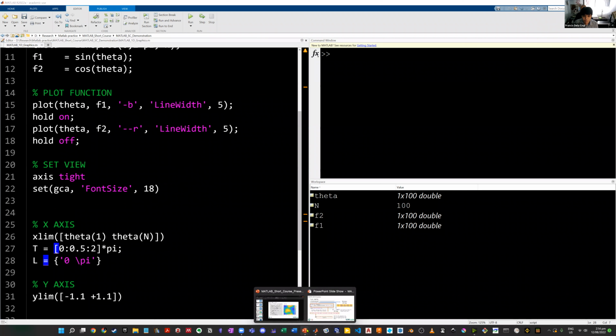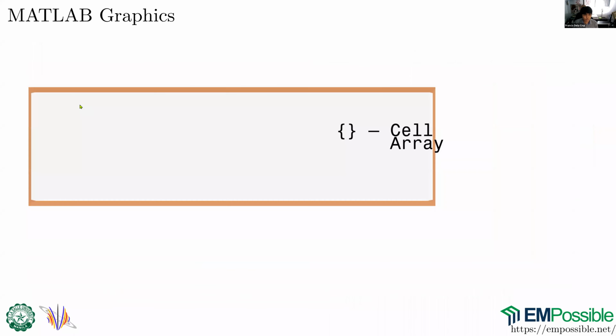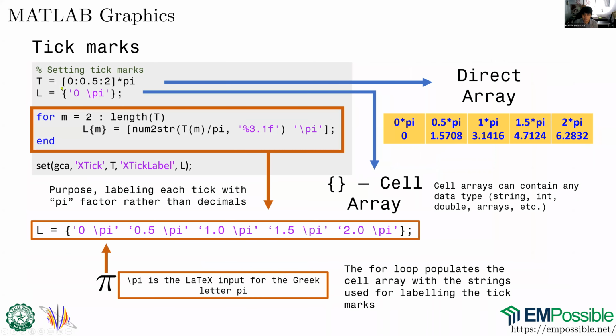So let's go back to our slide. Sorry. So we first define the T array. Your direct array has a value of 0, pi, up to 2 pi. And in numbers, it would be 0, 1.57, 3.14, 4.71, and so on. The next is you also define a cell array.